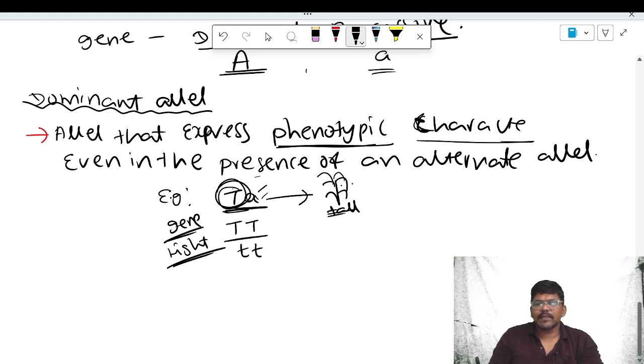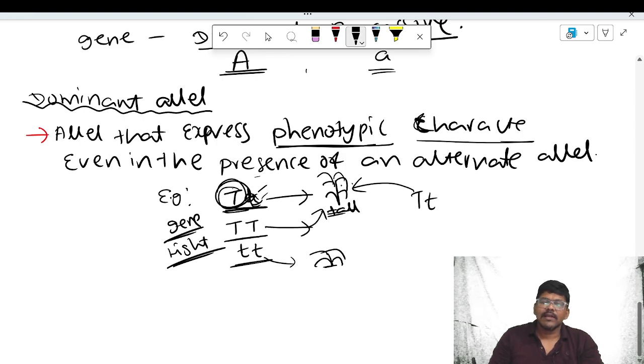The alternative allele is small t. Capital T, small t will give the tall plant. Then capital T, capital T also gives the tall plant because both are dominant. We can see the dwarf plant when there are both recessive alleles. The recessive allele expresses its phenotypic character only in the homozygous condition, only in the presence of another allele of the same type. But the dominant allele will express its phenotypic character even in the presence of an alternate allele. Next, the recessive allele.